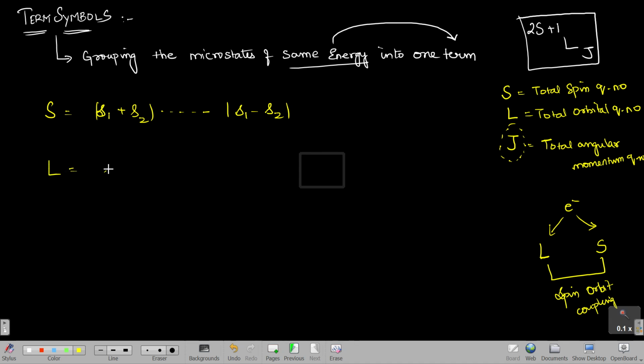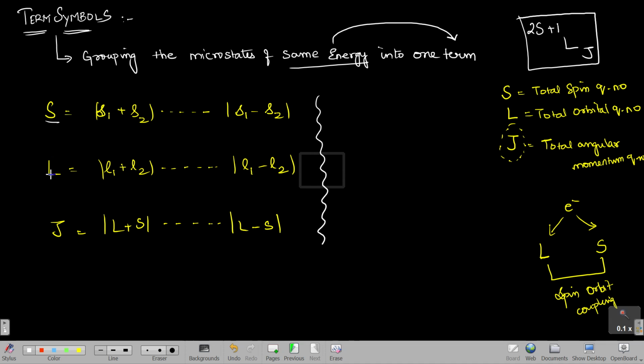Again, for the L value you will go from modulus of L1 plus L2 up till L1 minus L2. And for the J value, since J is arising because of L and S, the formula is L plus S up till L minus S. Okay. Now it's very simple. You see here. Say for example, I have a configuration.